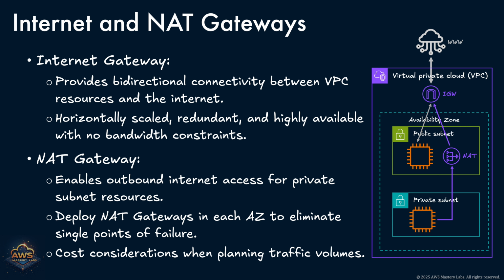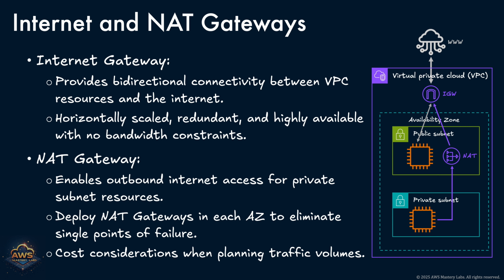To achieve high availability, it's recommended to deploy a NAT gateway in each availability zone where private subnets exist. This eliminates single points of failure and ensures traffic routing remains local to the zone. NAT gateways incur hourly charges and data processing fees based on usage. Efficient design can help manage these costs, particularly in large-scale or data-intensive environments.